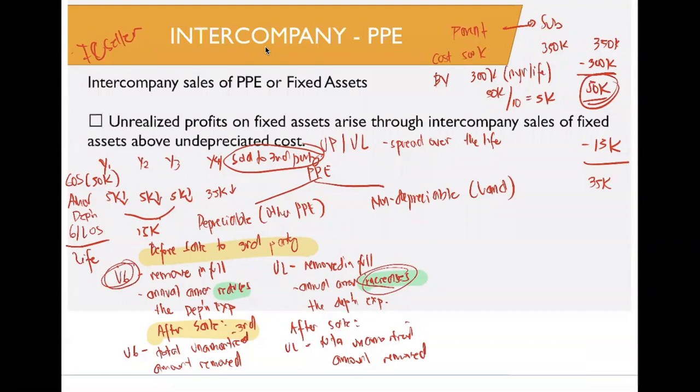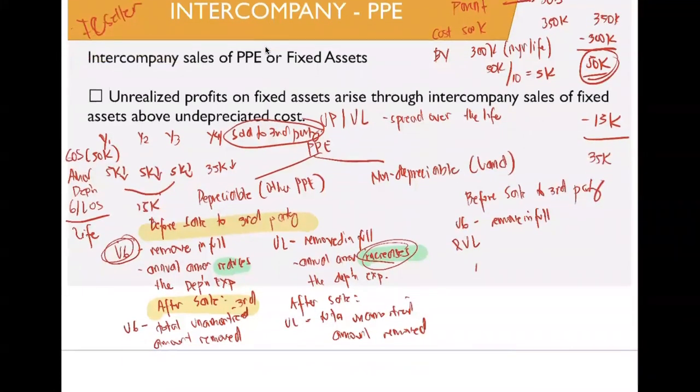Next, non-depreciable asset, land. So kung depreciable, yan yung rules natin. Okay? Paano naman pagka non-depreciable? Before sale to third party, unrealized gain, remove in full, including unrealized loss. Okay? Tapos, after sale to third party, unrealized gain and unrealized loss, recognized in full.